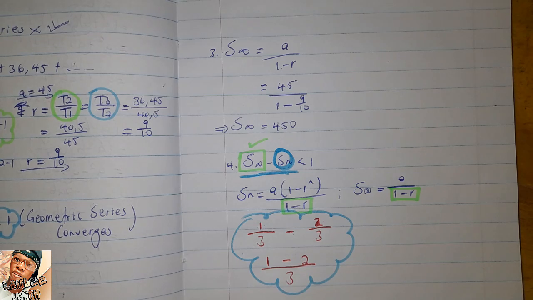Okay, so for that, I'm going to go to the next page because I don't have enough space, as you can see. Okay, now I'm on the next page and I'm going to continue with my calculation. They're asking, what is the smallest value of n for which the sum to infinity minus the sum to the number of terms is less than 1.